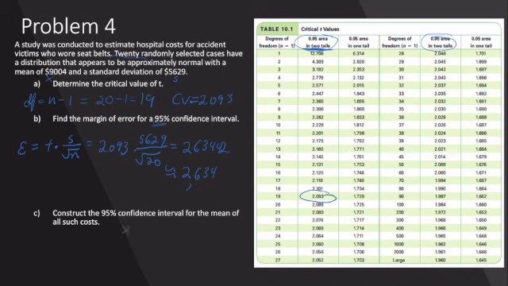Next, I'm going to construct my confidence interval. My confidence interval is sample mean minus the error is less than our population mean, which is less than our sample mean plus the error. So I have 9,004 minus 2,634, and I have 9,004 plus 2,634. So I get a 95% confidence interval that my true population mean is between 6,370 and 11,638. Thus, we found our confidence interval using the t-distribution.